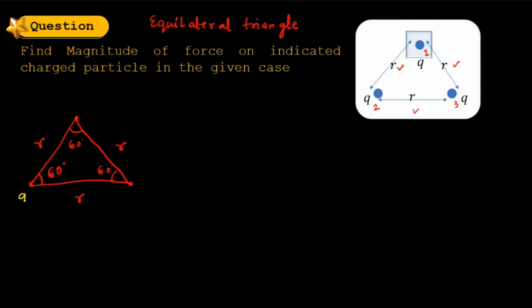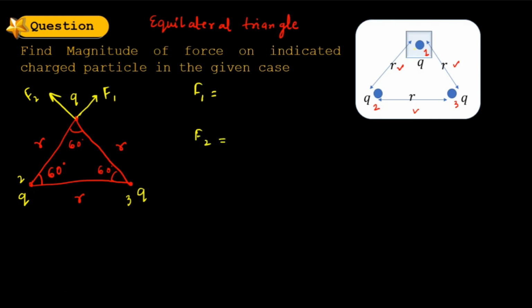Okay. So this Q will exert force on this Q, as well as this Q will also exert force on this first one. We already know that the force will be repulsive. So this second Q will exert force in this direction, I can call it F1. Similarly, this third Q will exert force in this direction, I can call it F2. Let us find out the value of F1 and F2 individually.